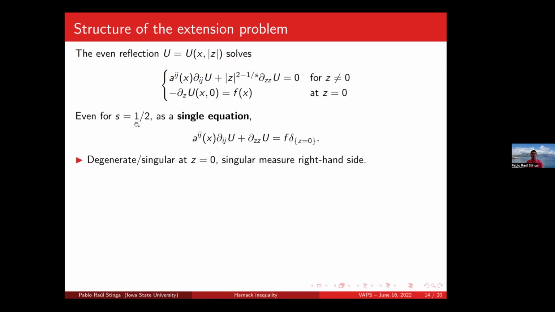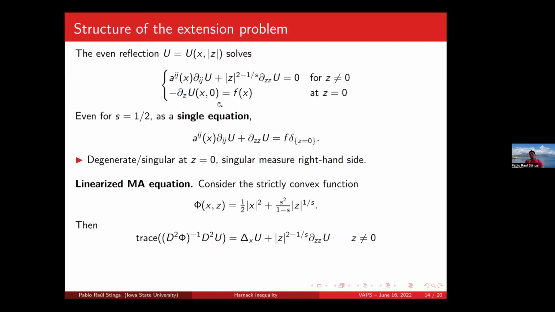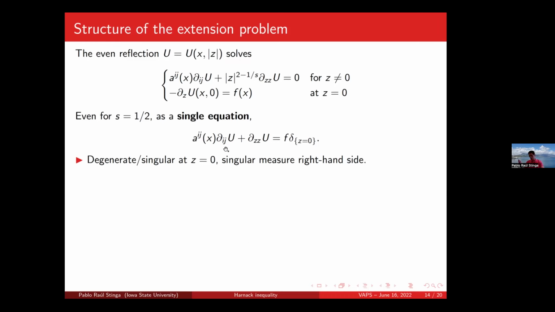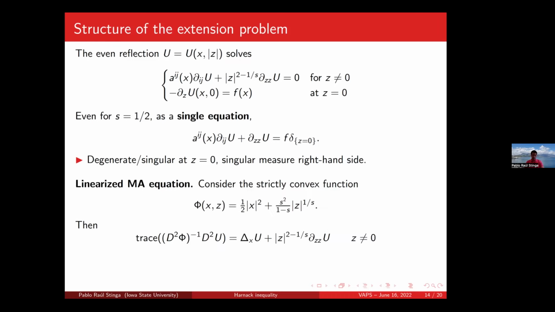So what happens if S is 1/2, for example, right? Then as a single equation, even if Aij is the identity matrix, the Laplacian, for a single equation, this is what you have: an elliptic equation with a singular right-hand side, okay? If S is 1/2. Now, if S is not 1/2, it's even worse, right? You have this degeneracy or singularity. So how are we going to attack this? I mean, it doesn't fall right into the general theory that we know. Well, the idea is that this equation, the extension equation, will be comparable to a linearized Monge-Ampère equation.